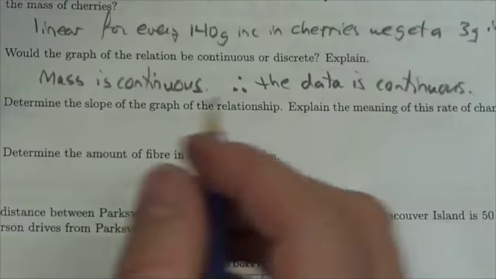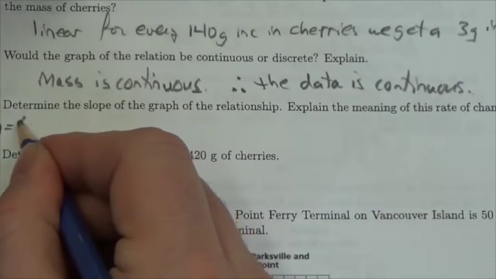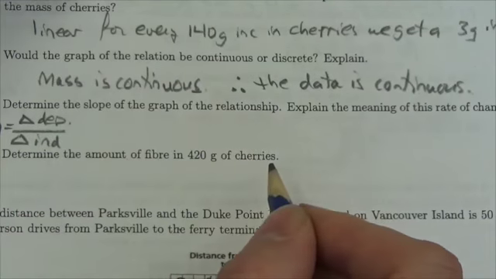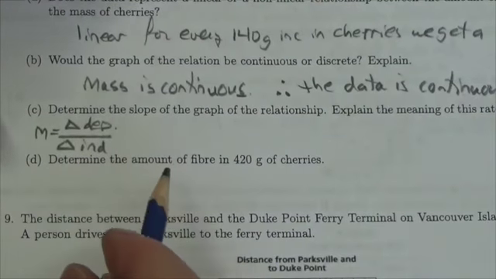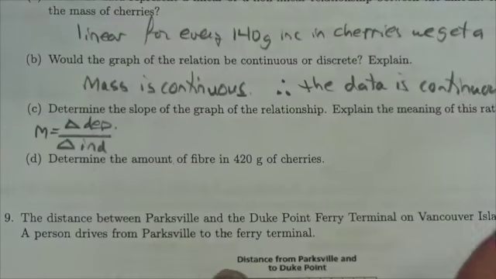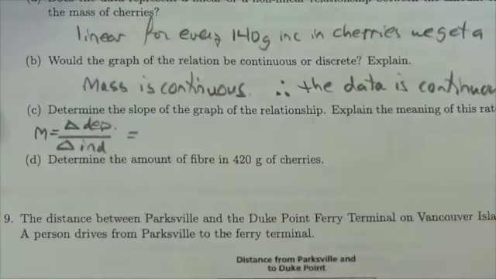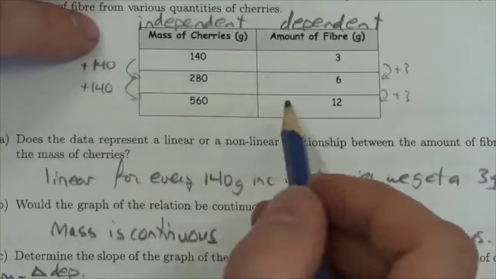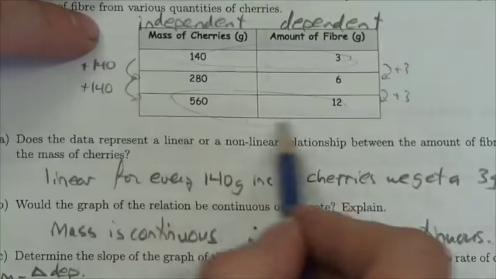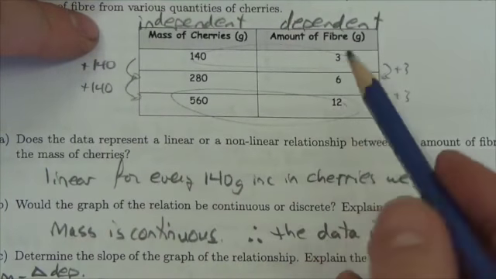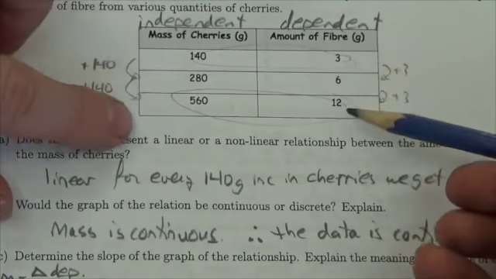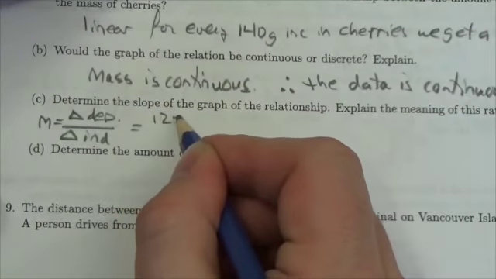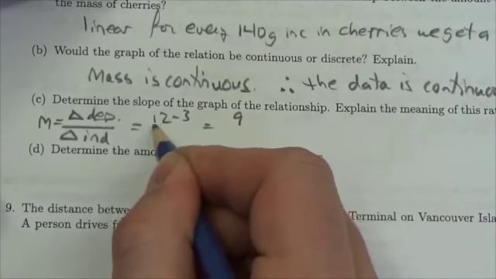Determine the slope of the graph. So slope, remember, is change in the dependent variable over the change in the independent variable. That's why I needed to be clear right from the beginning which of these was dependent and which was independent. But now that we've decided that this is the dependent, this is the independent, let's pick two points here. Let's maybe pick the extreme two points. To go from this point to this point, I had an increase of 12 minus 3, so that's an increase of 9. So this will be 9.